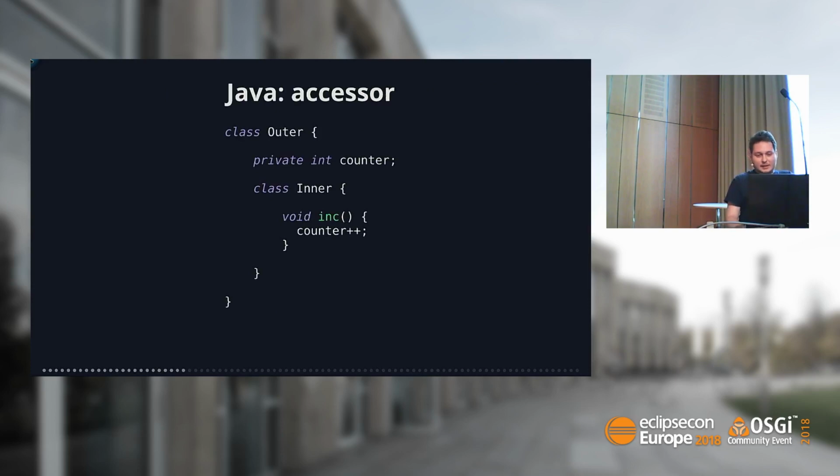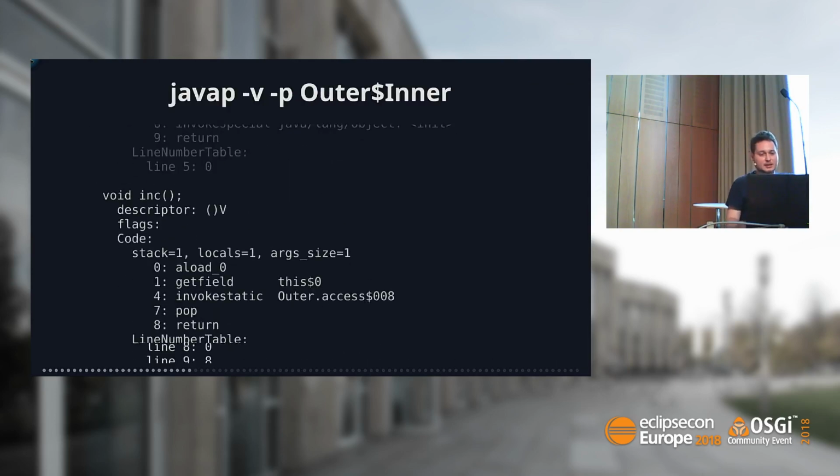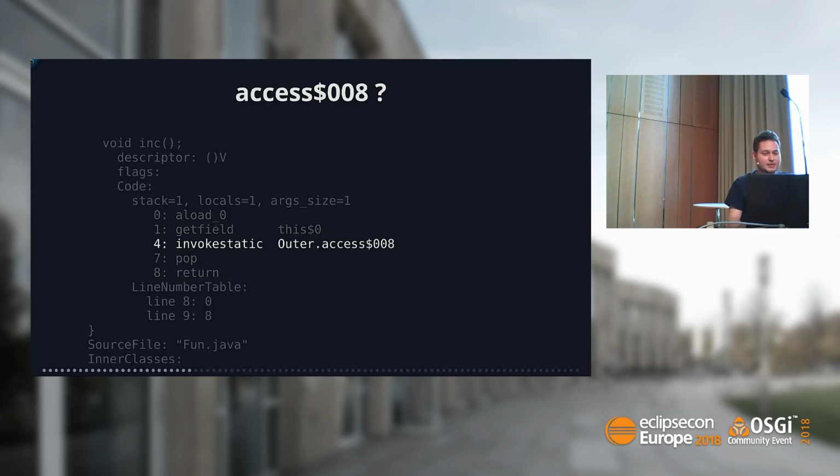Another example is accessor methods. Again, if you were yesterday at the Eclipse compiler presentation, you already know that. We have an outer class, it has a private field. We have an inner class, and we increase the field in the inner class. So what happens here? Here is our increment, but there is no increment. There is some strange invocation of some method. Let's have a look at what this method is.